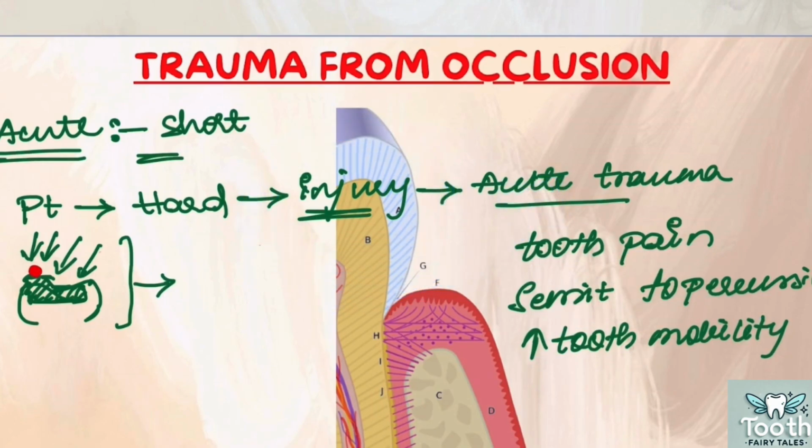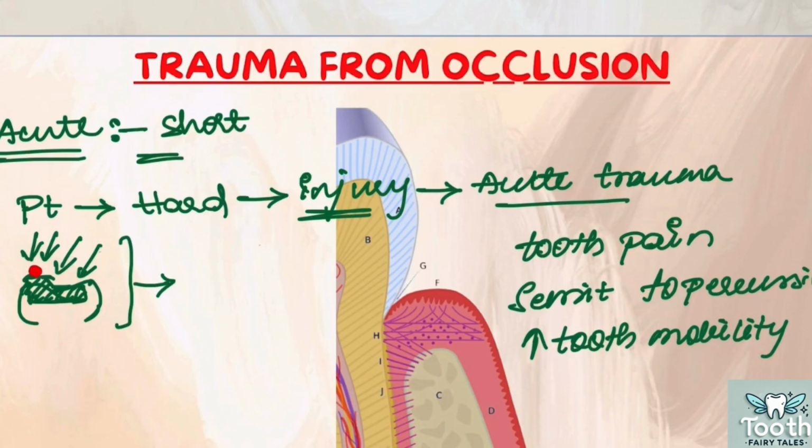Usually the patient who has this acute trauma presents with tooth pain and increased mobility of the teeth. When you do the percussion test, he will be sensitive to percussion. Why do you see increased tooth mobility? Because of the damage to the periodontal ligament fibers. The periodontal ligament fibers anchor the tooth to the alveolar bone, so because of damage to them, you see increased tooth mobility. This is about acute trauma from occlusion.